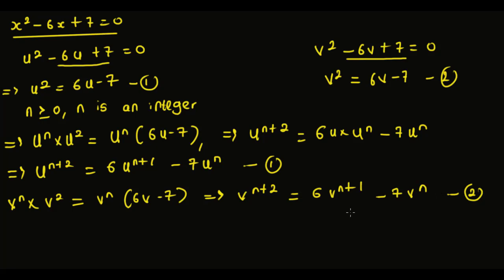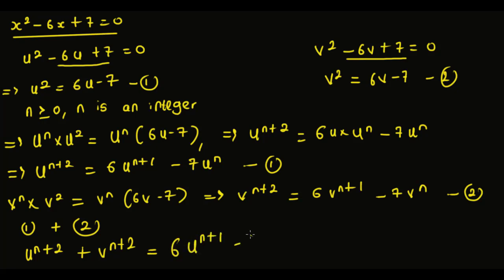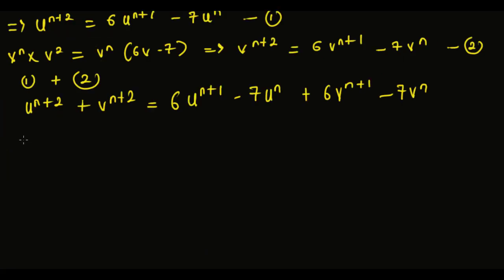Okay, so the next thing we're going to do is equation 1 plus 2, which is going to be u raised to power n plus 2 plus v raised to power n plus 2 is equal to 6u raised to power n plus 1 minus 7u raised to power n plus 6v raised to power n plus 1 minus 7v raised to power n. So we're going to see if we can simplify this equation.